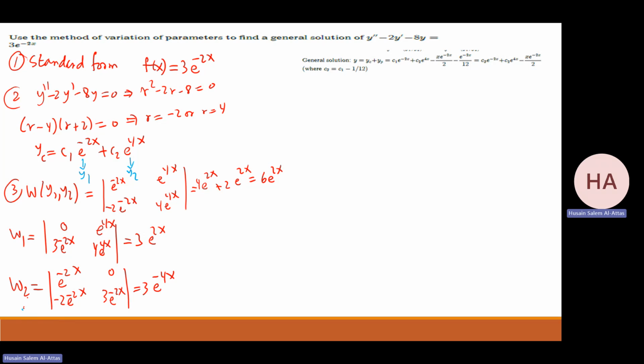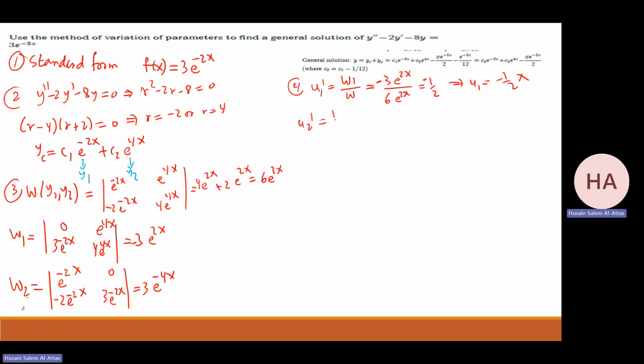Okay. Fourth step. U1 prime will be W1 over W. What's W1? 3e to the 2x over 6e to the 2x. That will be half. So U1 will be half x. It's negative, sorry. This is negative. So that will be negative half x.